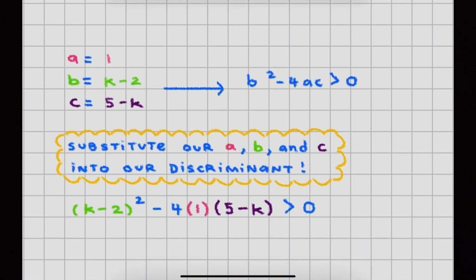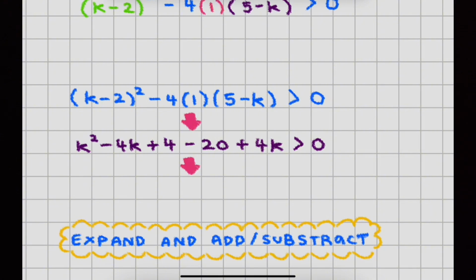Then, we'll substitute our a, b, and c into our discriminant. That would give us k minus 2 squared minus 4 times 1 times 5 minus k is greater than 0. Our next step is to expand and add or subtract. So, if we expand that, we will get k squared minus 4k plus 4 minus 20 plus 4k is greater than 0. We'll cancel minus 4k and plus 4k. We'll also add plus 4 and minus 20. That would give us k squared minus 16 is greater than 0.